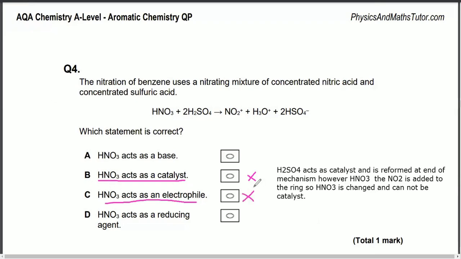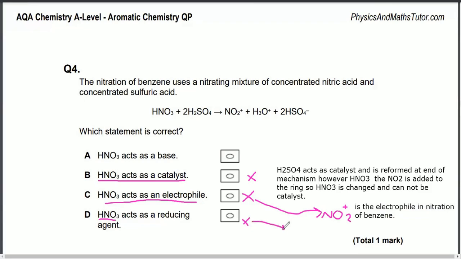So that's the catalyst. The next one says HNO3 acts as an electrophile. Well, it's not the HNO3 that acts as an electrophile. It's the NO2+, that nitronium cation that forms the nitro group on the benzene ring. So that is the electrophile, not the HNO3, although it does come from the HNO3.